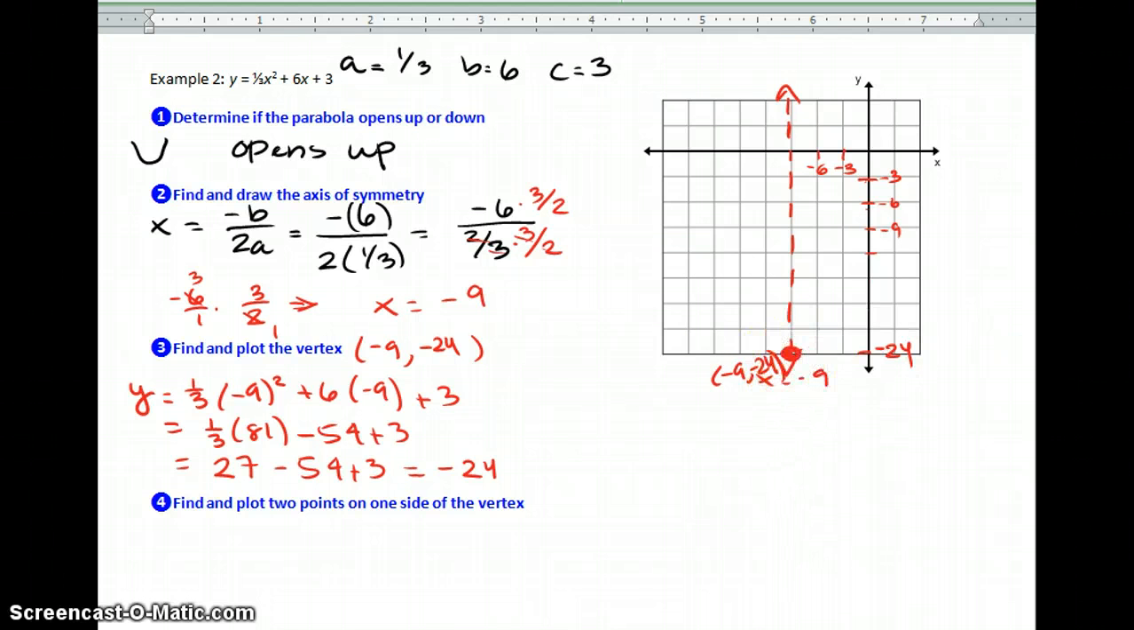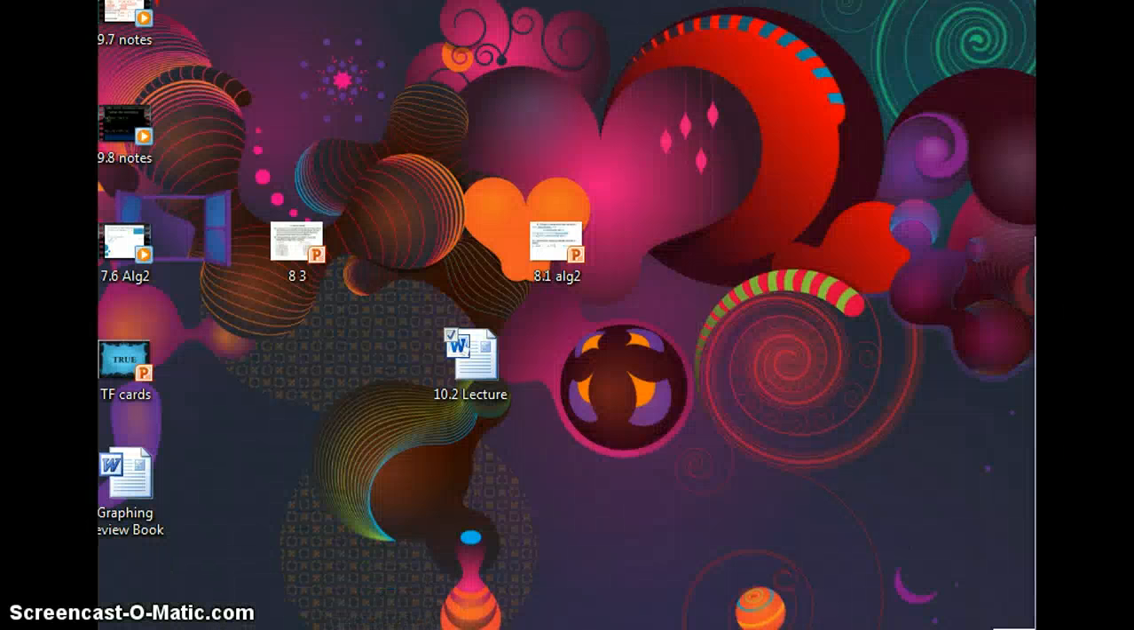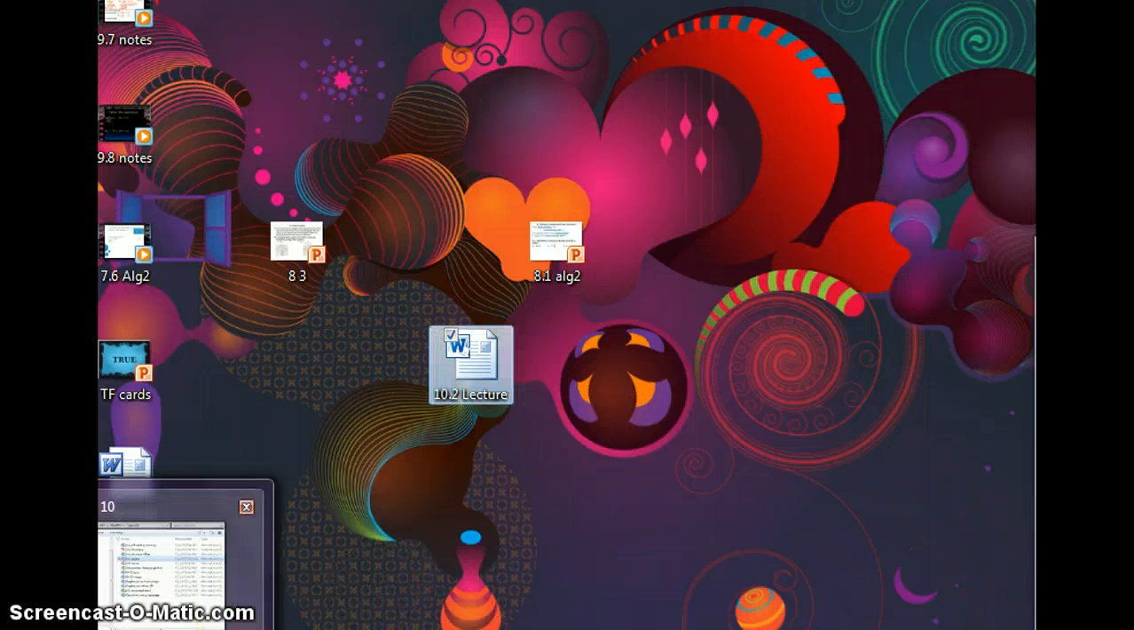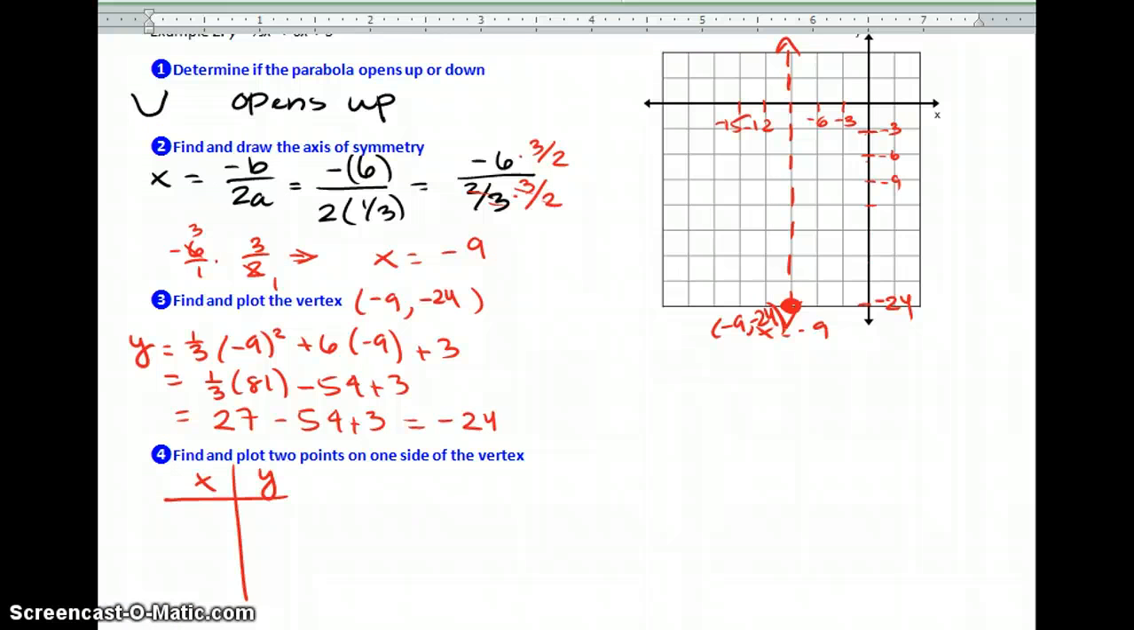That's my vertex. Next thing I need to do is find and plot 2 points on either side. So x and y table. I can pick these two, or I can pick, so this was negative 9, negative 12, and negative 15. I'm obviously going to go for the one that's easier. So that would be, ooh, let's freeze here. Something happened. Lost ya? Sorry about that. I'm going to pick negative 6 and negative 3. So you can plug those in your calculator, and then you can check your answer with my answer that I'm going to show you right now.